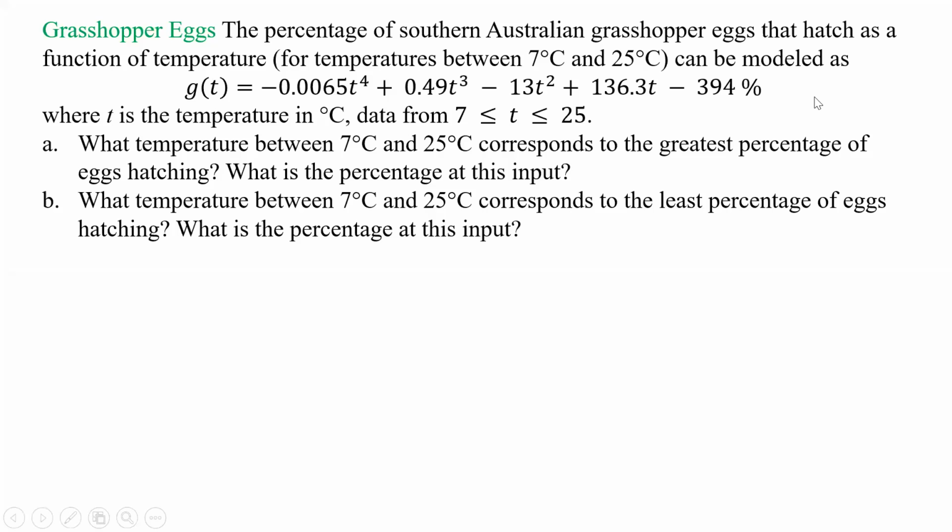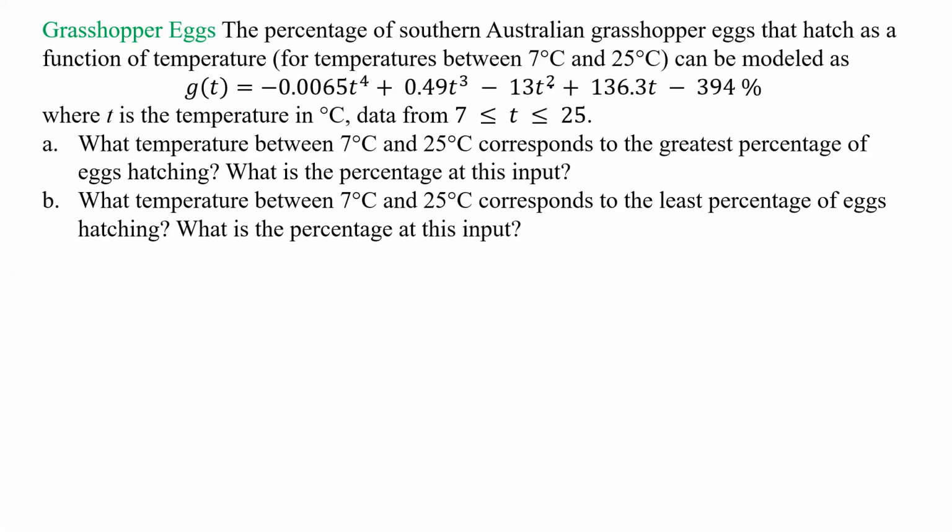All right, so now we're looking at grasshopper eggs. The percentage of southern Australian grasshopper eggs that hatch as a function of temperature, for temperatures between 7 degrees and 25 degrees C, can be modeled with our function g of t equals negative 0.0065 t to the fourth plus 0.49 t cubed minus 13 t squared plus 136.3 t minus 394%. Okay, so this is going to give us a percent out, for whatever temperature, okay? So what do we need to do?